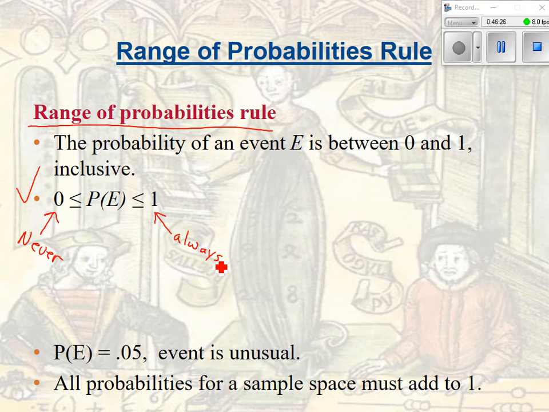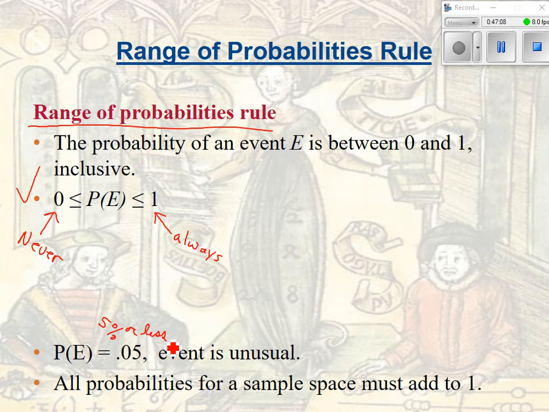If the probability comes out to be 0.05 or 5% or less, that's an unusual event. So if the event doesn't happen more than 5% of the time, then it's an unusual event. And all probabilities in a sample space always got to add to 1. Whenever you're doing some kind of experiment or whatever it is, the probabilities always have to add up to 1 whole. They can't add up to more than that, they can't add up to less than that. They always got to add up to 1 exactly.